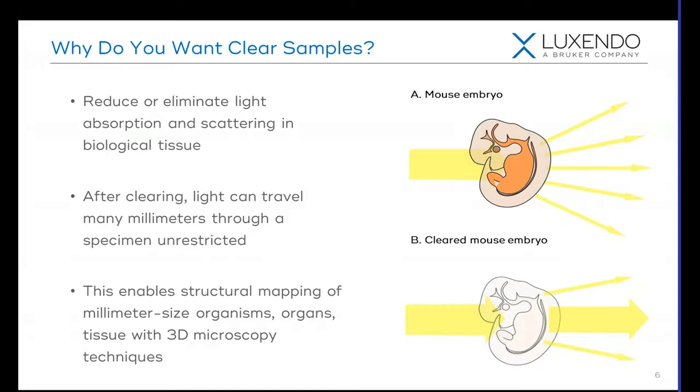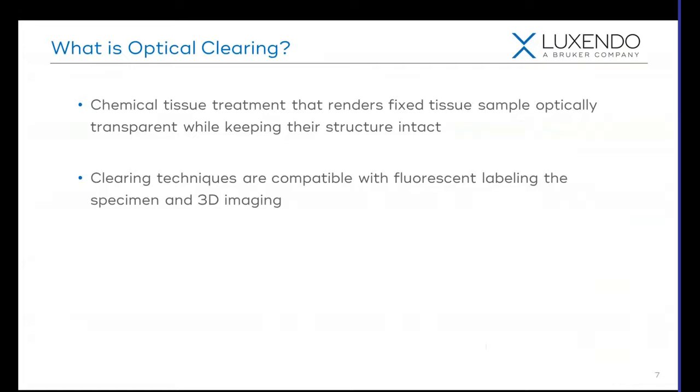And this is where optical clearing comes into play. By clearing the sample and matching the optical properties with the microscope objective and the media, we can now image many millimeters through these cleared samples, allowing tissues, organs, and even organisms to be imaged with 3D microscopy techniques. Now, as you might imagine, making something optically clear is not a trivial process. This typically involves chemical treatment of the tissue, and specifically fixed tissue, to make the sample optically transparent while keeping the structure intact. And that last part is important.